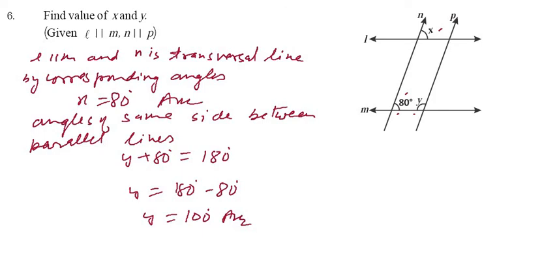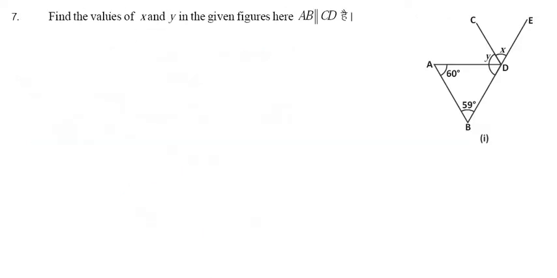Now come to this figure. Find the value of X and Y in the given figure. You can see here it is a given figure. So first of all you can say here, as you know, CD parallel to AB, and EB is a transversal line.